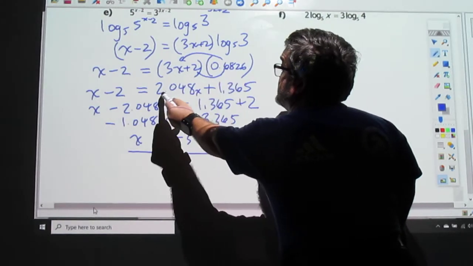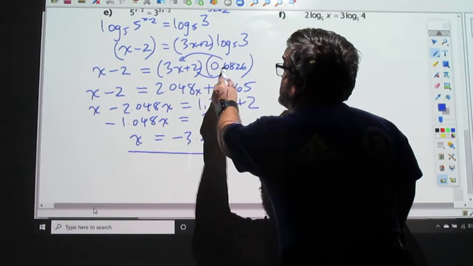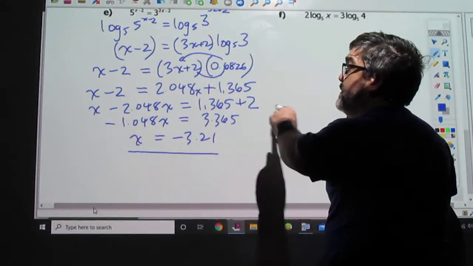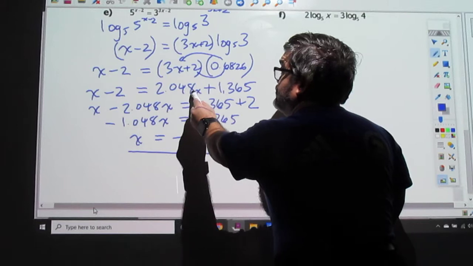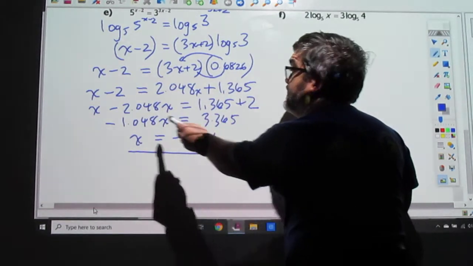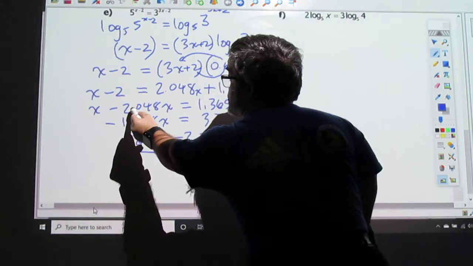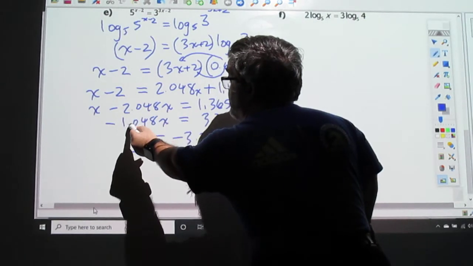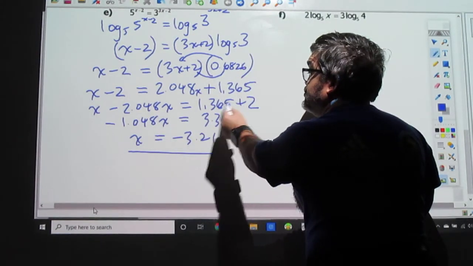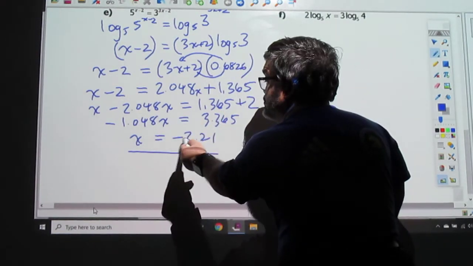3x times that gives me 2.048x. 2 times that gives me 1.365. And then I collect like terms. So I bring the 2.048x to the other side, and I bring the 2 over to this side. 1x minus 2.048x gives me negative 1.048x. And then 1.365 plus 2 gives me that. I divide those two and I get that.